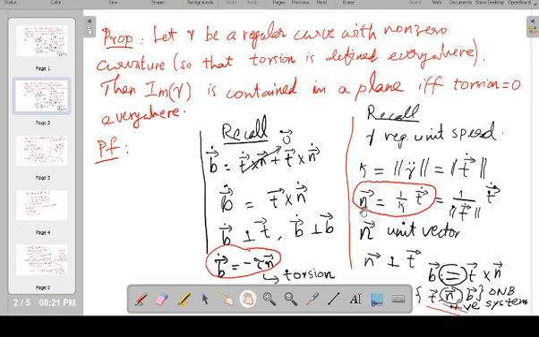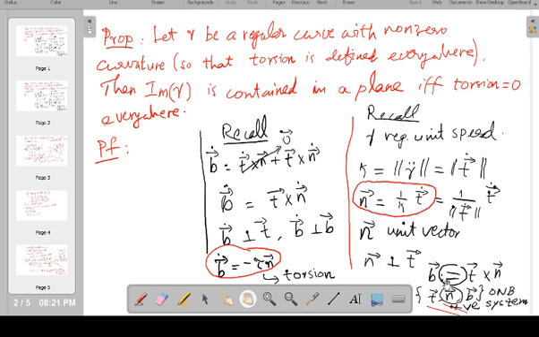And we define vector n equal to 1 upon kappa times vector t dot. Kappa is norm of t dot, so n equals 1 by norm of t dot times vector t dot, so that n is a unit vector, and n is perpendicular to t. Why is that? Because t is the unit tangent vector, so t dot is perpendicular to t, but n and t dot are in the same direction, so n is perpendicular to t.